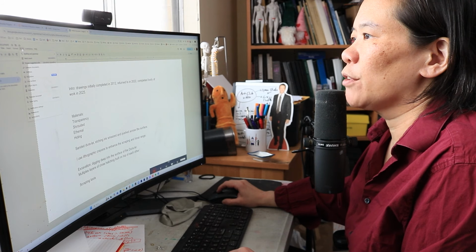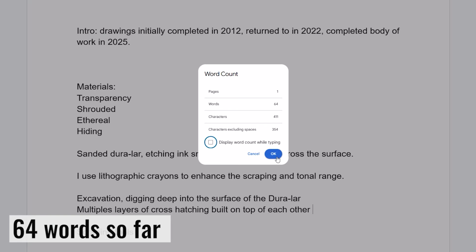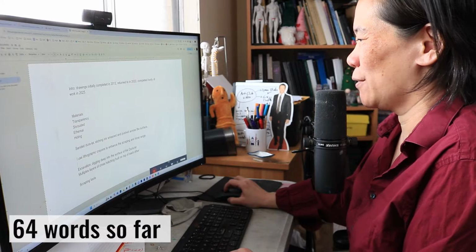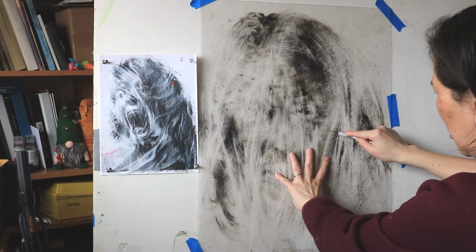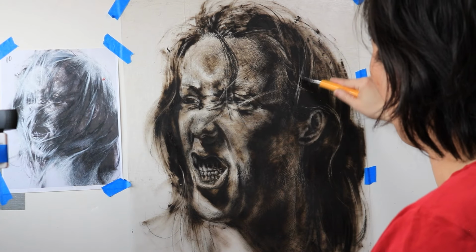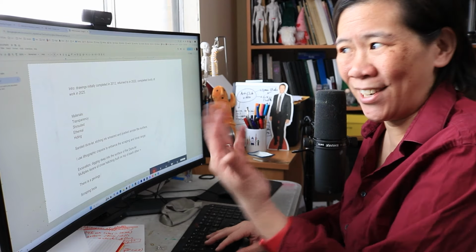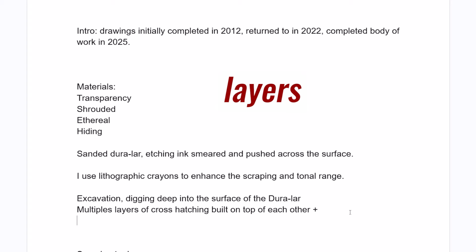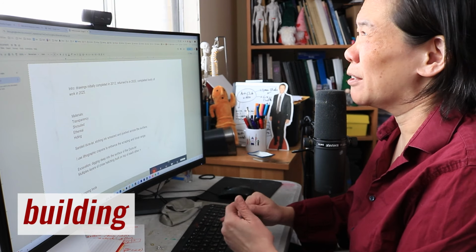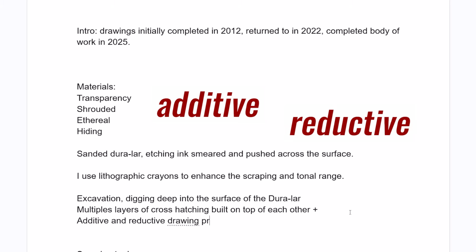I also need to keep track of word count because the maximum is 300, minimum is 200. Okay, that's only 64. I got a long ways to go. There is a geology. Oh, that sounds stupid. My pet peeve is when people try to put in science words in artist statements. That's not always bad, but it always comes across as pretty shallow unless you're an actual scientist. So here I am doing the exact same thing. The layers, it's more about, well, you're not really building because it's not all additive. So let's write additive and reductive drawing process.